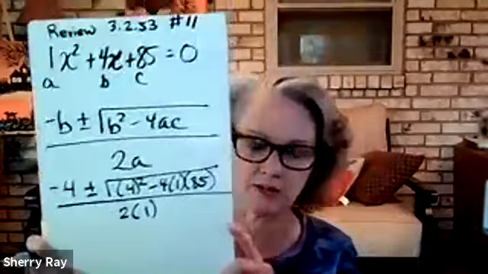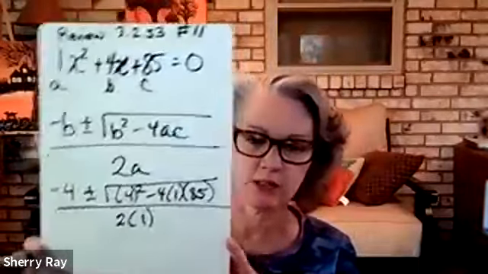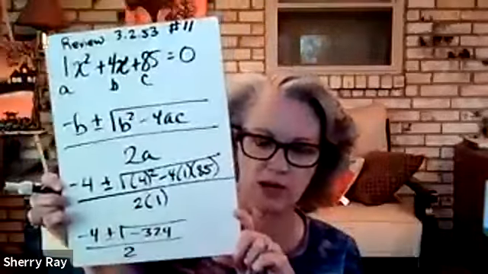Okay, so I'm plugging in everything in my quadratic formula. Now you might notice that underneath your radical, you're going to wind up with a negative number. So I'm just going to, on my calculator, figure out 4 squared minus 4 times 1 times 85. That's a negative 324. So that's where I'm at right now.